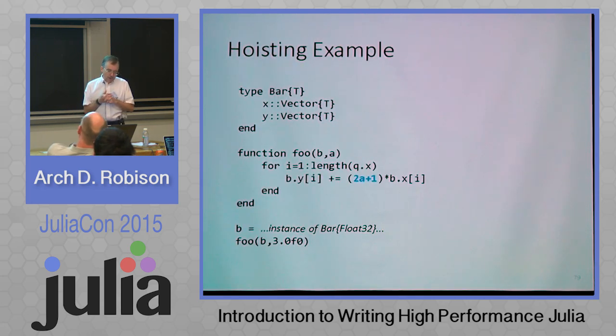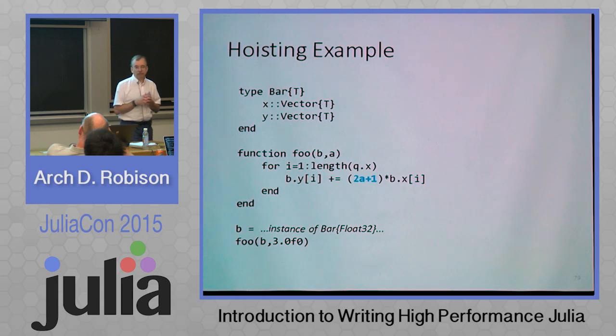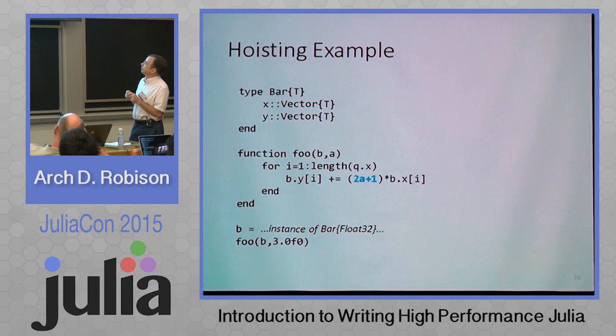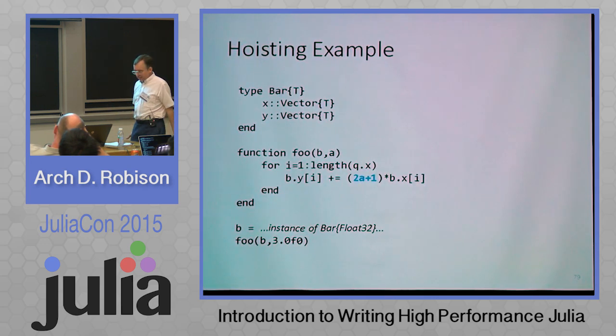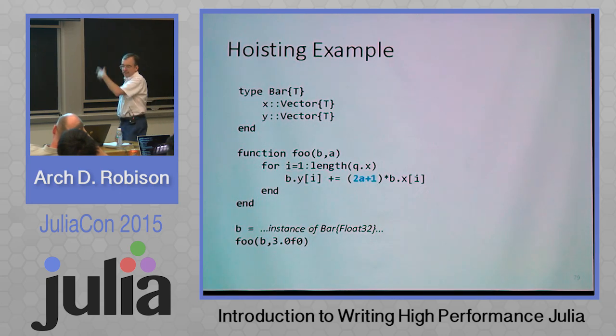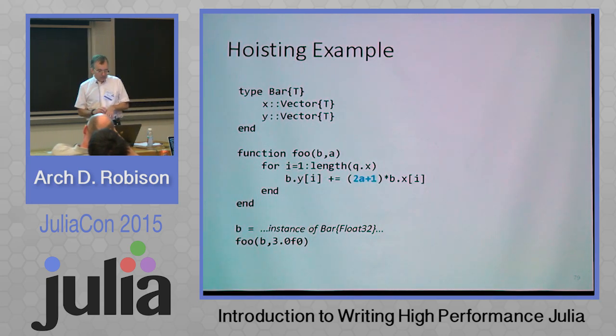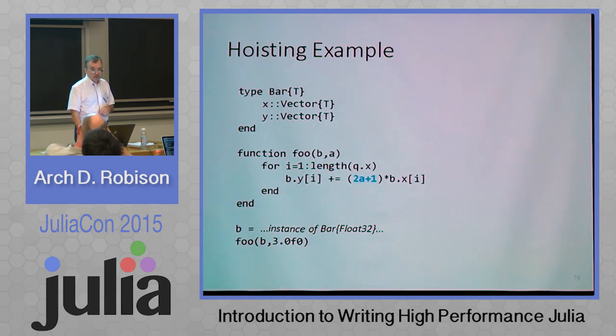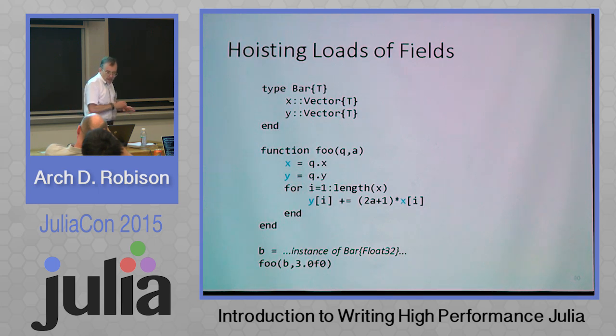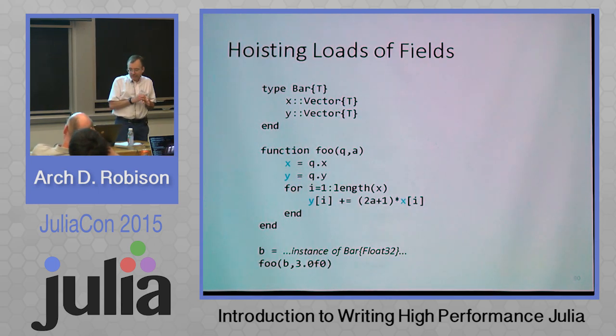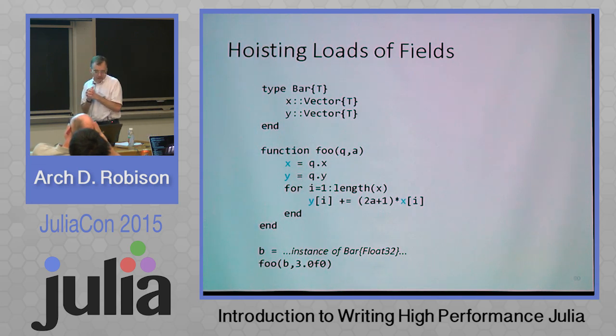So here's a hoisting example where the compiler will do it just fine. I have a loop here. Now inside I have the expression 2a plus 1. Because a is a parameter and it's not exposed to anything else that can change it, as long as it's a scalar value, the compiler can easily figure out that 2a plus 1 is never changing and hoist the evaluation out of the loop. So hoisting little scalar crud is not worth your time. Let the compiler do it. Loads of fields, unfortunately, is a different story. The code here, I have a loop.